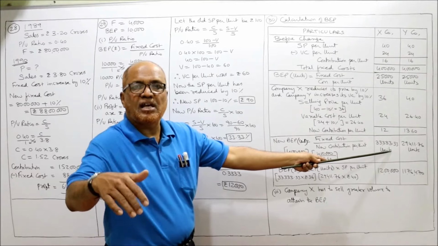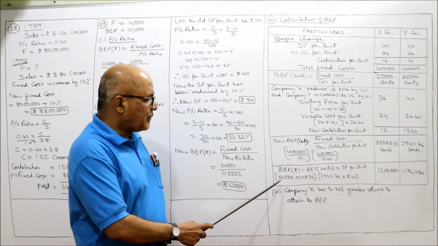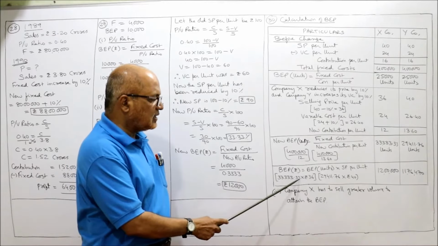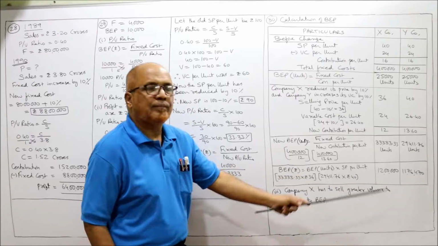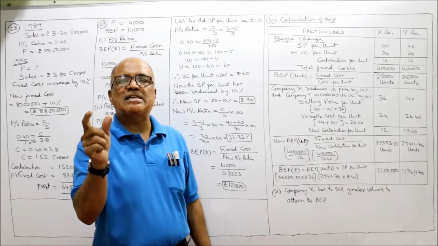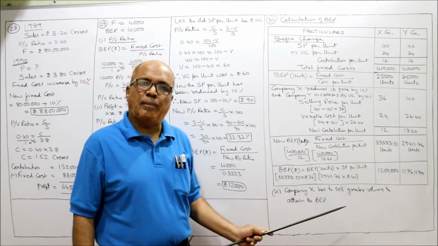33,333.33. What is the new selling price? New selling price is 36. So we multiply 33,333.33 into 36. After multiplying, you will get 12 lakh. So 12 lakh rupees is the BEP in rupees for company X.